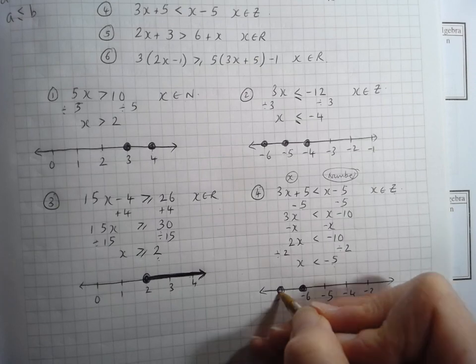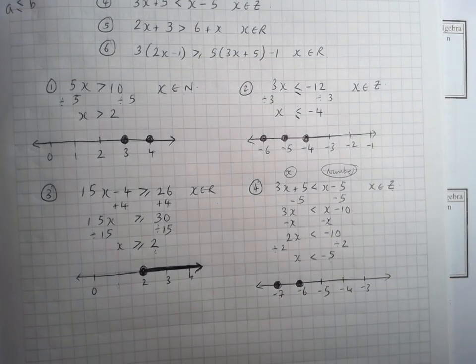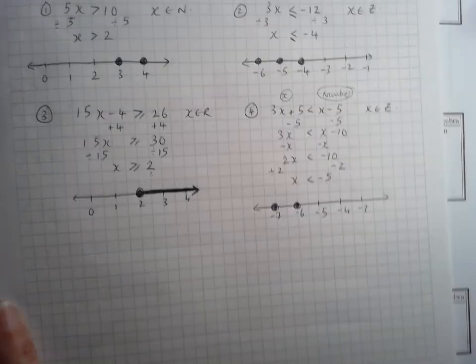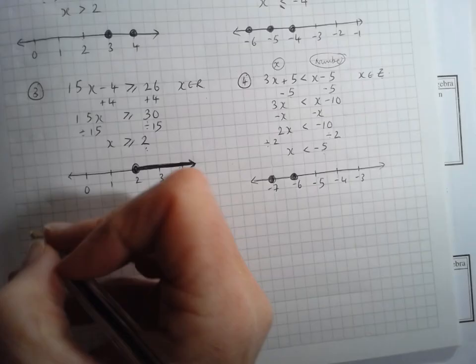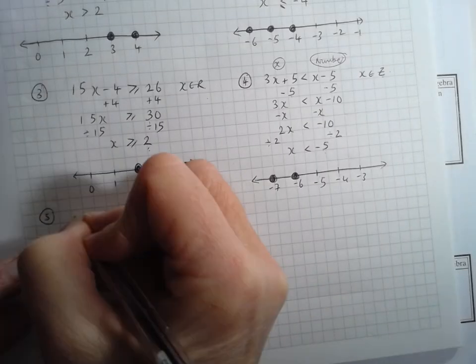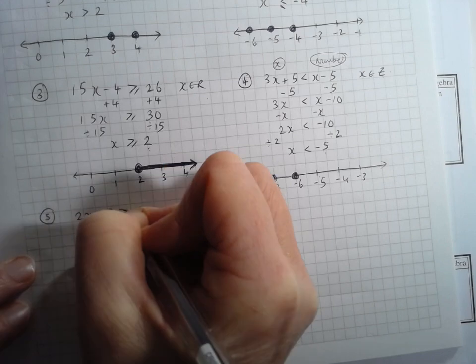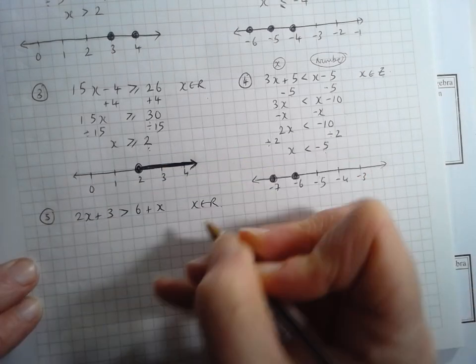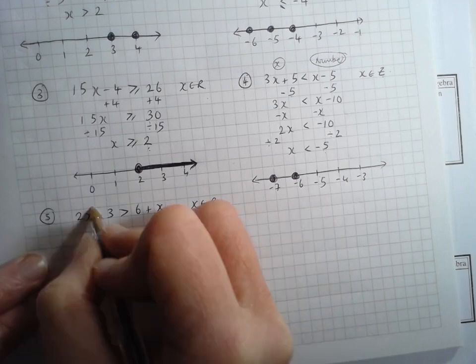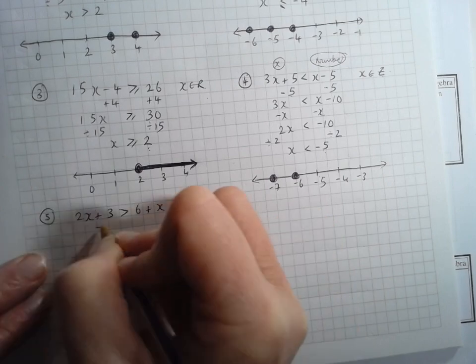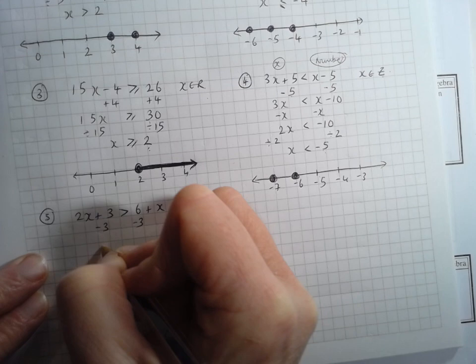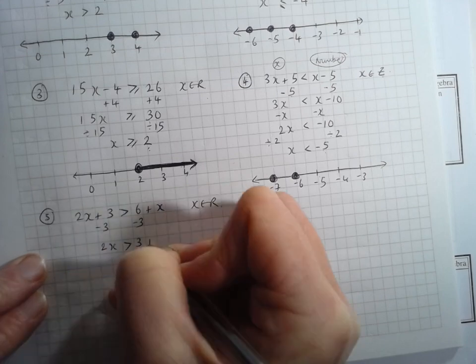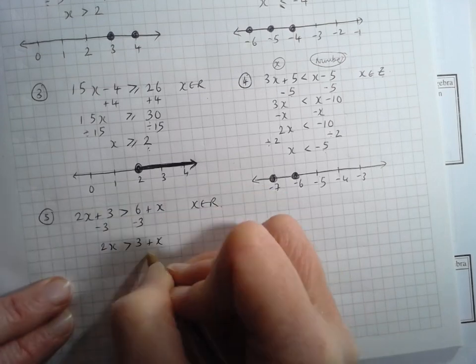Question 5 says 2x plus 3 is greater than 6 plus x. x is an element of R. So again, I want x's on one side, numbers on the other. x's on this side, subtract 3 from both sides. 2x is greater than 3 plus x. And then subtract x from both sides because I don't want that x there. So x is greater than 3.